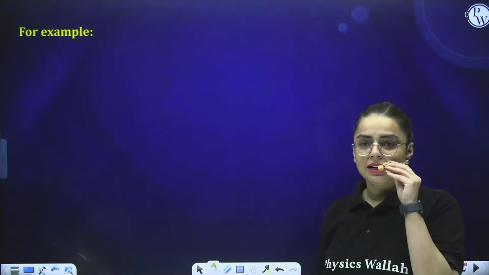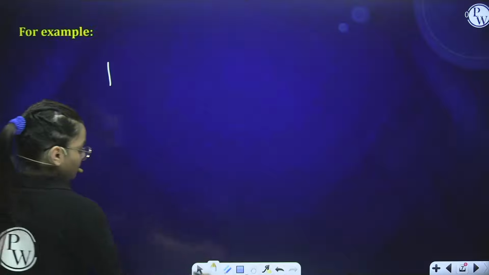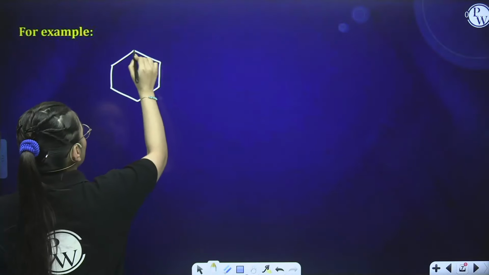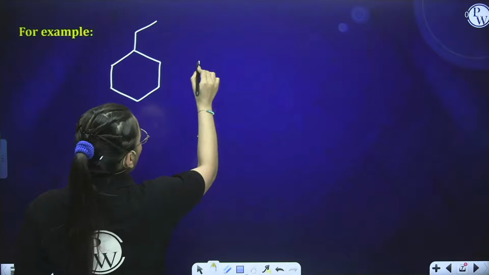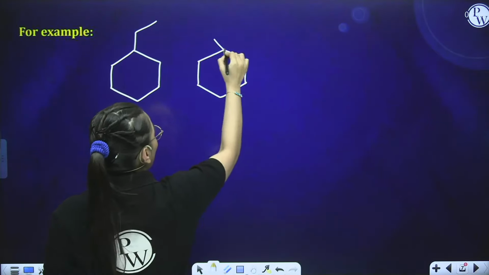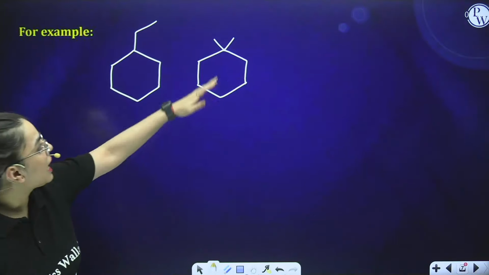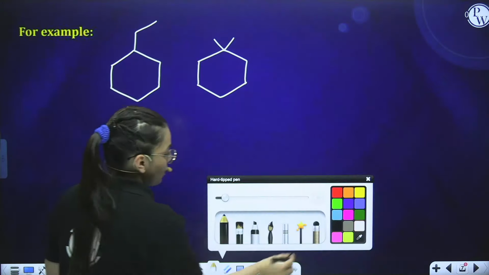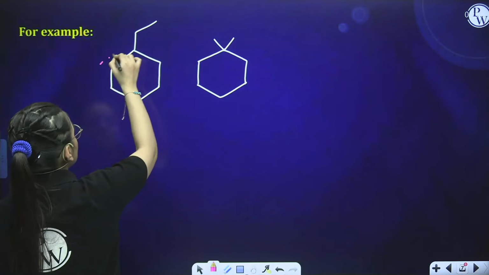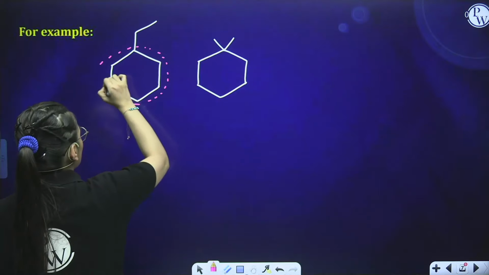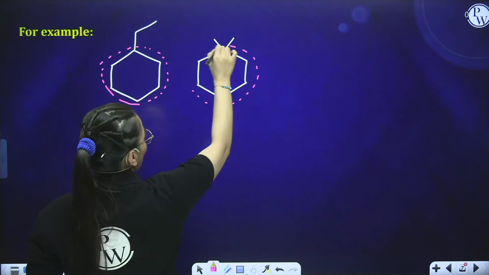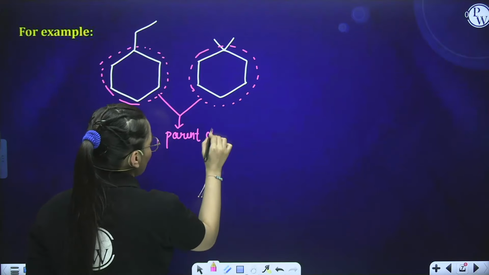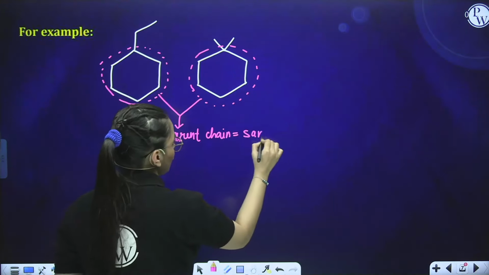If I take one more example, let us see here. Okay, now this is my example. You can either put this methyl group over here or there, that is up to you. What I want to explain here is, what is the parent chain? If I draw the parent chain, I would say this is the parent chain, and in this structure, this is the parent chain. Both of them are same, their sizes are same.